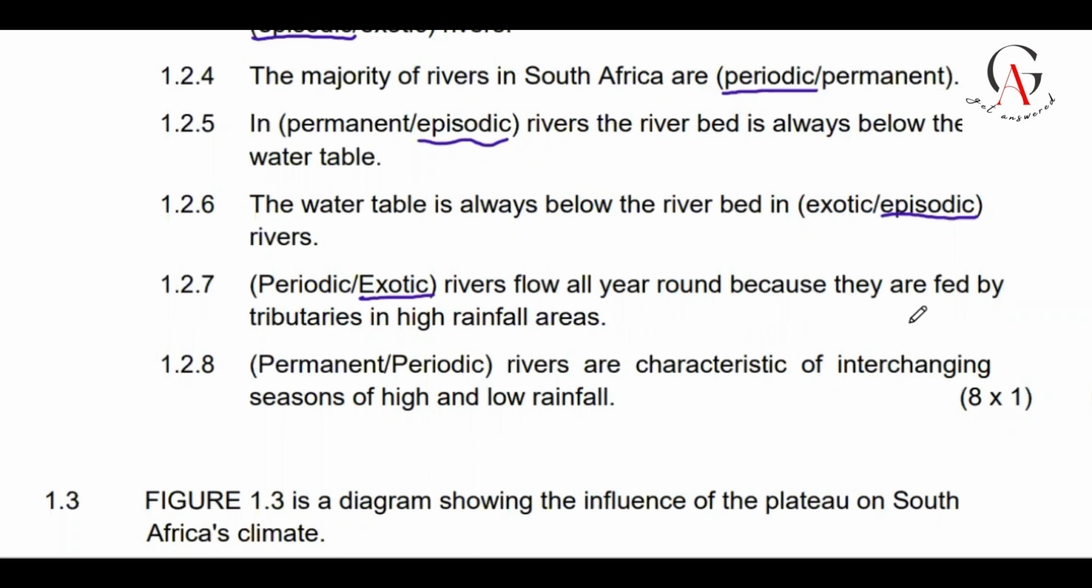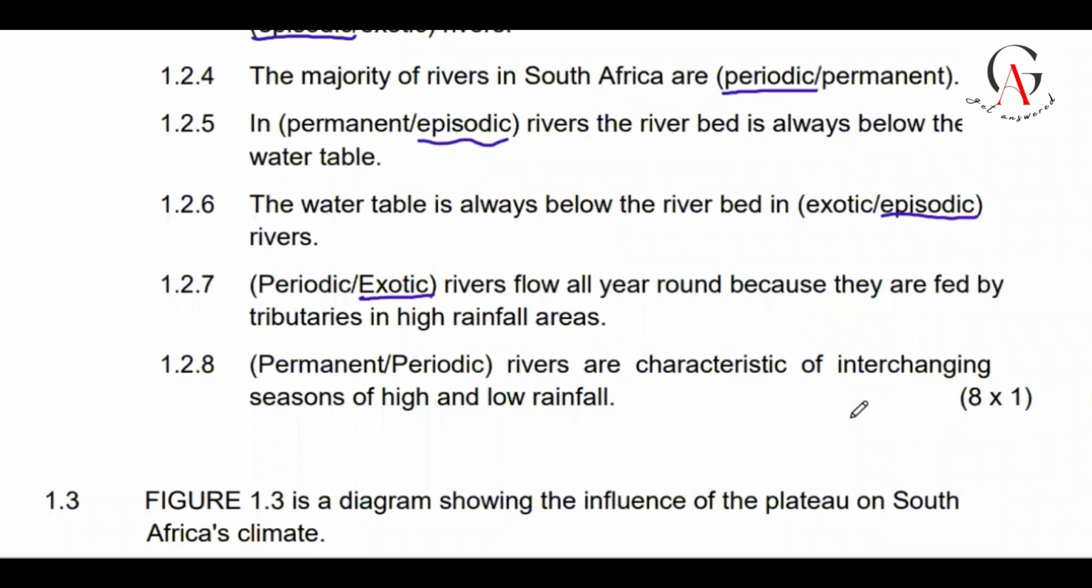In number 8, permanent stroke periodic rivers are characteristic of interchanging seasons of high and low rainfall. Let's check and see. So it's going to be periodic, interchanging seasons of high and low rainfall. All right.